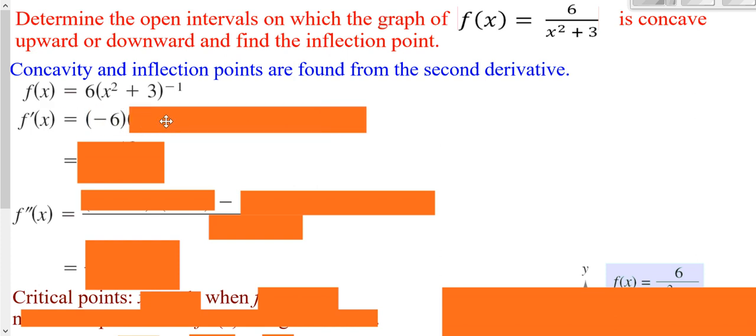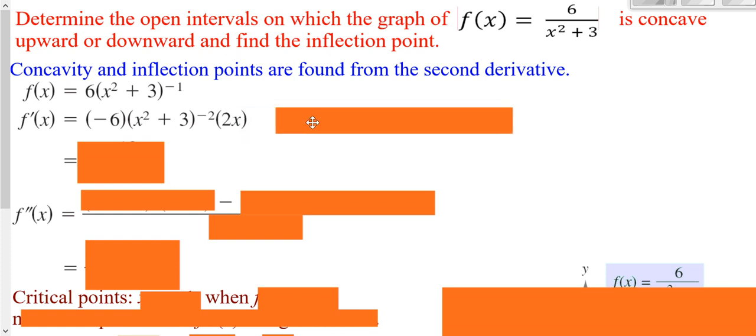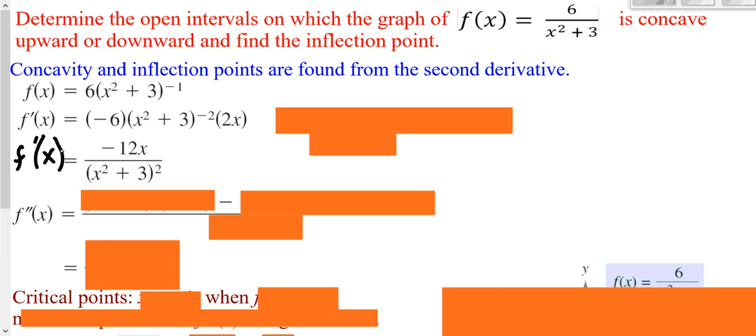Put the exponent down in front, decrease the exponent by 1, chain rule derivative of the inside. So I would get this. Notice I need to have written here f prime of x equals. And then now I have variables divided by variables for my first derivative. So to do the second, I'd have to do the quotient rule on it.